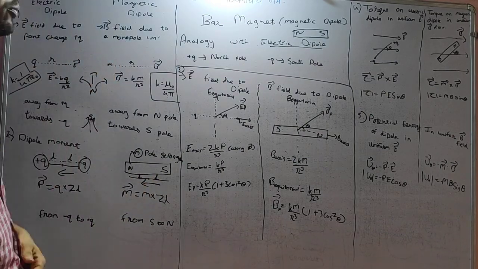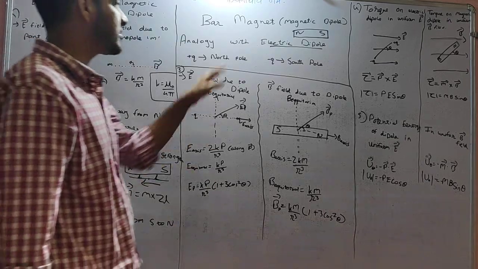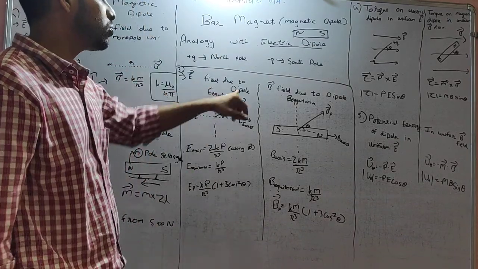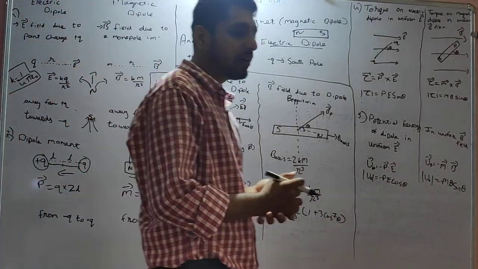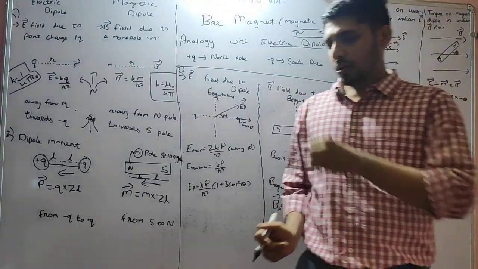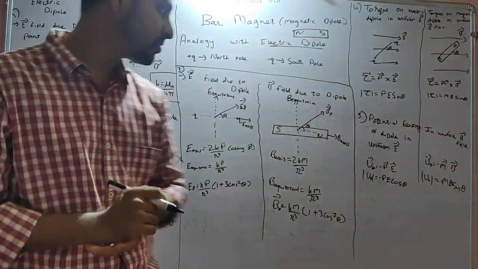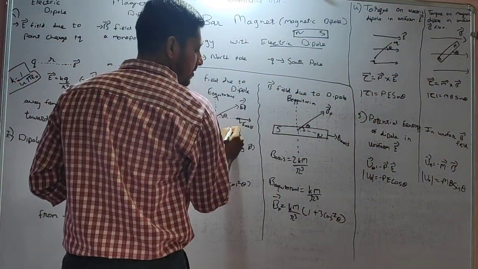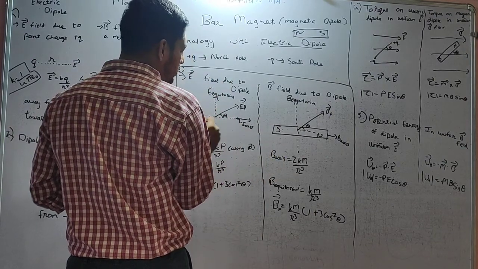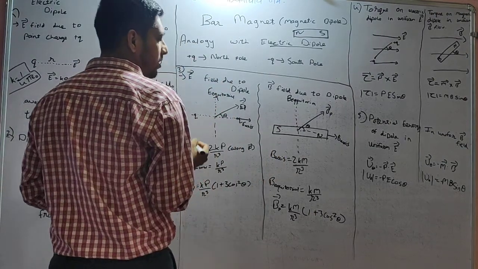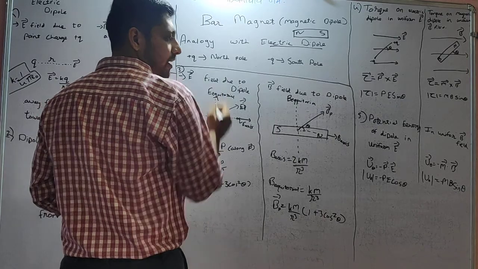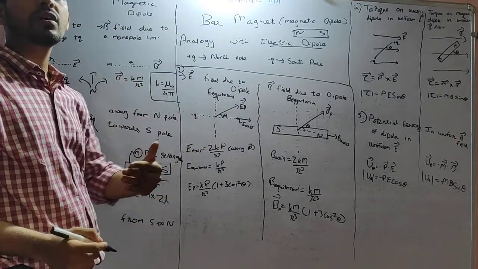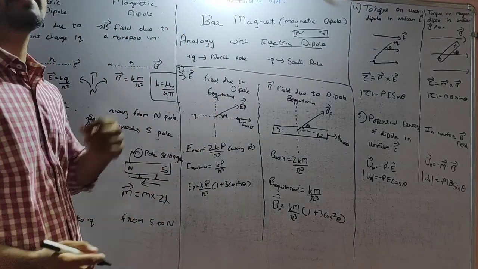That is the dipole moment. Next thing, electric field due to a dipole. We have studied this in detail in your first chapter. Suppose the electric field is along the axis, that is along the line of two charges, or it is on the equatorial plane, that is perpendicular to the line of both the charges, and at any point.